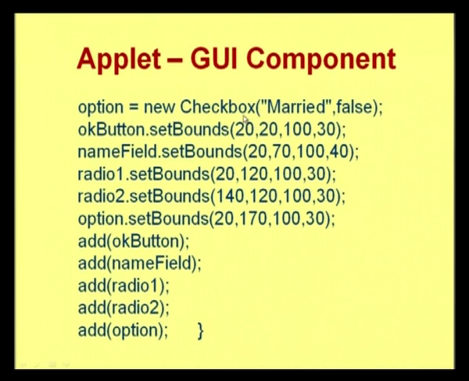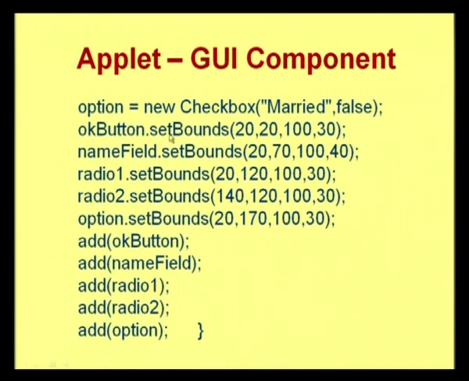You can see here I am creating a checkbox. This is going to give the marital status married false, so by default it will not be in a selected state. Now I am setting the bounds. This is what needs to be added along with your normal initialization or creation of the button objects, text for all your GUI objects, because I have set my layout to be null.